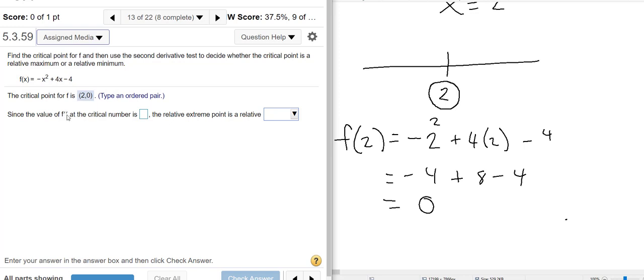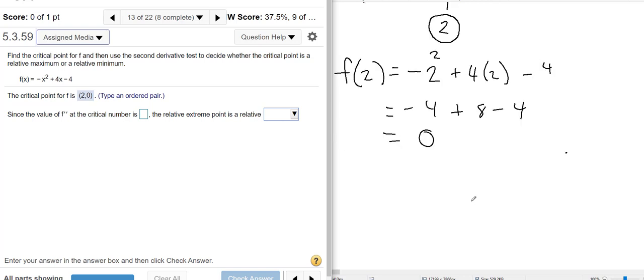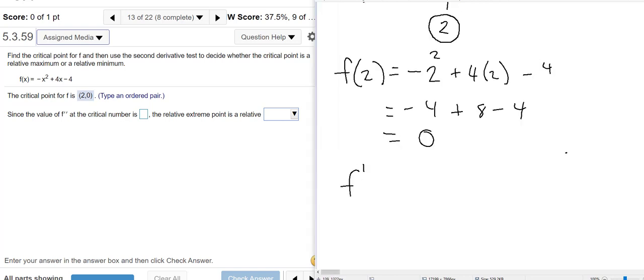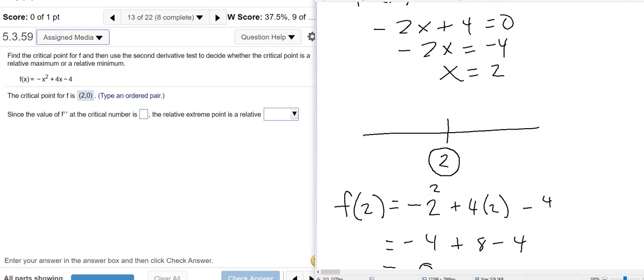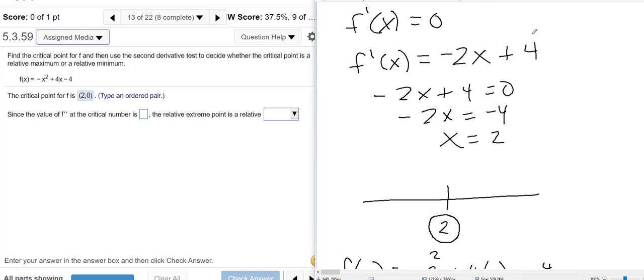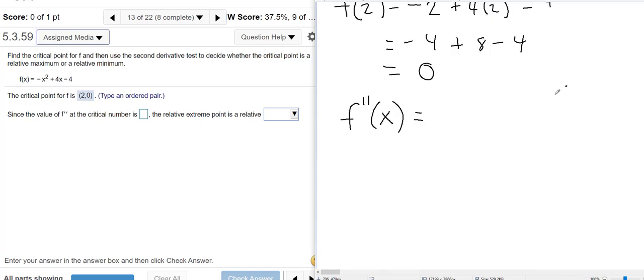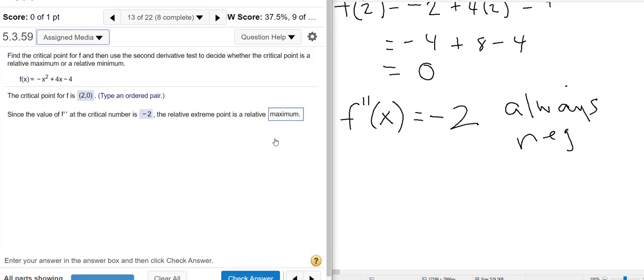Since the value of f double prime at the critical number is, okay, so now they want us to find f double prime at 2, but let's find f double prime first. So remember, f prime was -2x plus 4, so f double prime is -2. Now that's always a negative. The relative extreme point is a maximum.